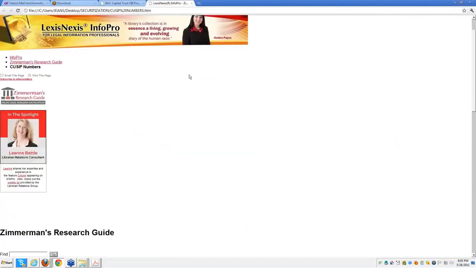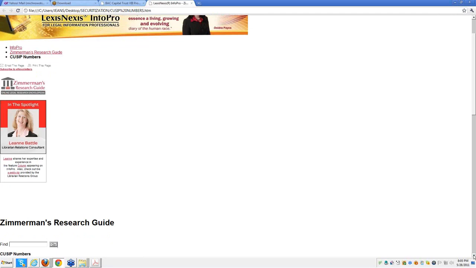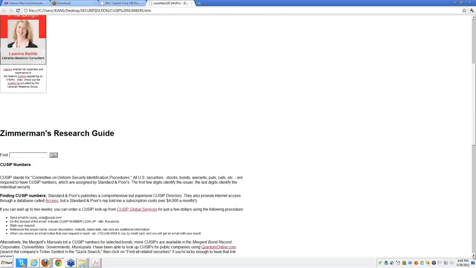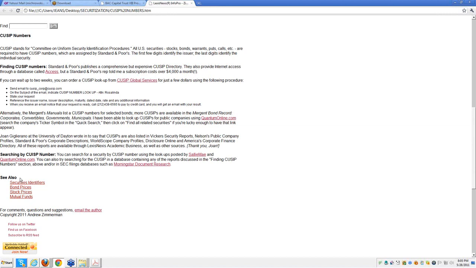This is another place you can get CUSIP numbers. See where it says CUSIP number? Yeah. That's on Info Pro. This tells you, Zimmerman, CUSIP numbers. Committee on Uniform Securities Identification Procedures. And what's this site here? Zimmerman's?